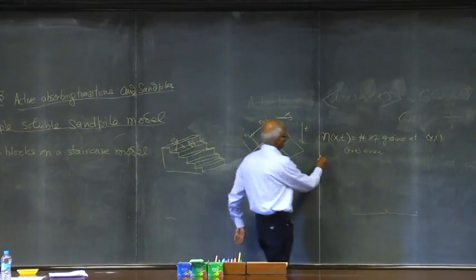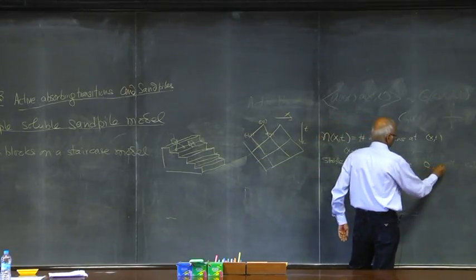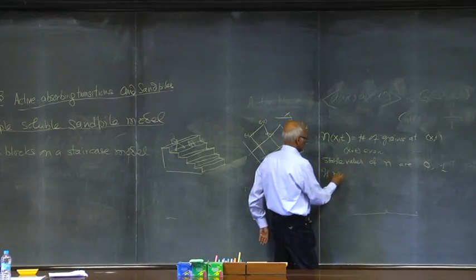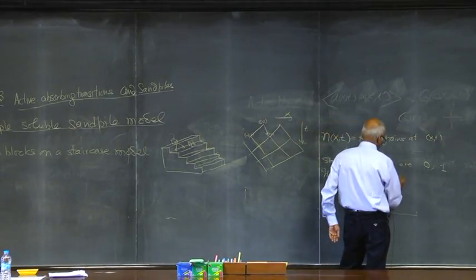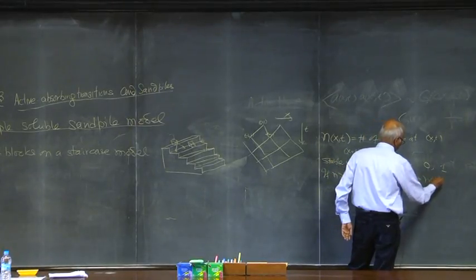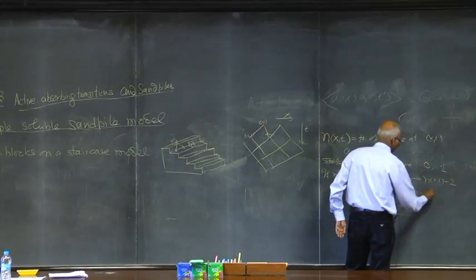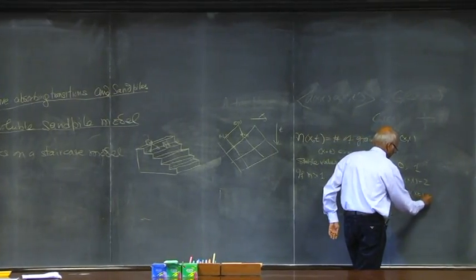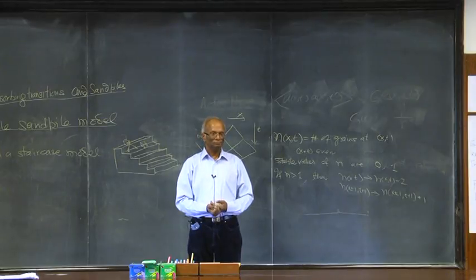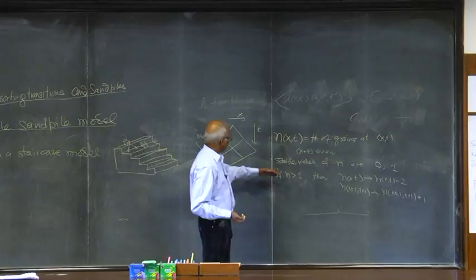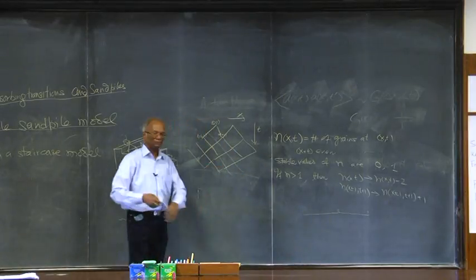Okay? So the stable values of n are 0 or 1. If n is greater than or equal to 2, then n(x,t) goes to n(x,t) minus 2, and n(x plus or minus 1, t plus 1) each of the two lower sites gets one grain each. It is as simple as that. Okay? If the particle reaches the lowest rung, then the grains are lost.